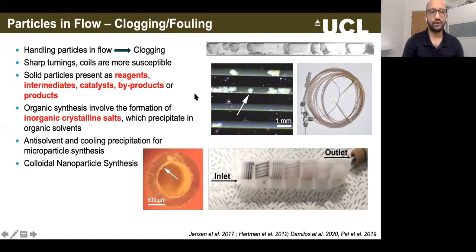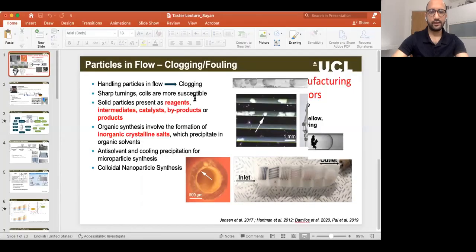So now we talked about particles in flow. Now we talk about how to synthesize these particles.